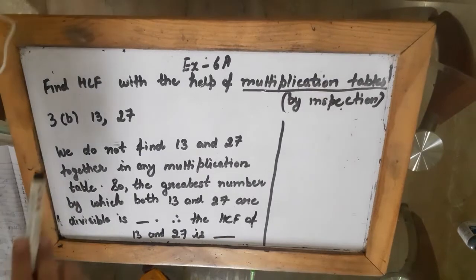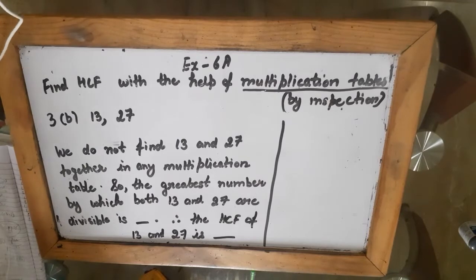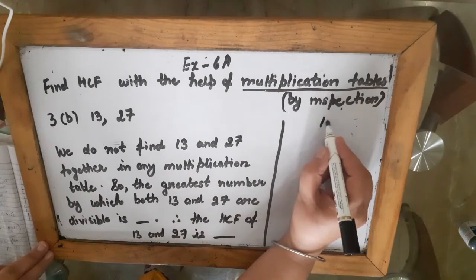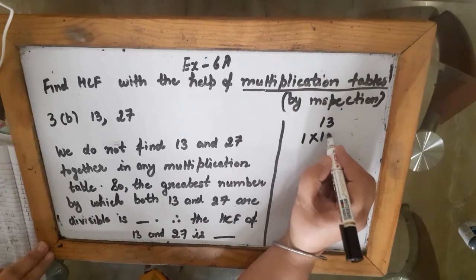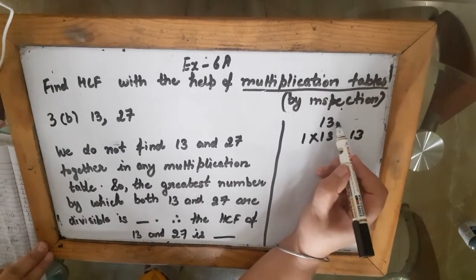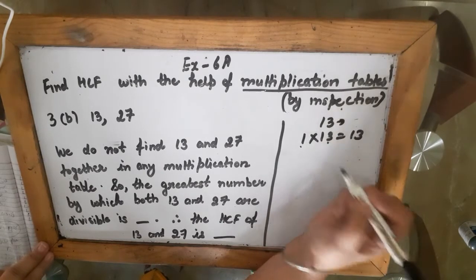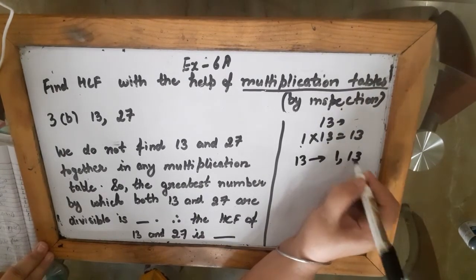Now I take the B part of the third question. In this the numbers given are 13 and 27, and they are asking you to find the HCF with the help of multiplication tables. So let me take the factors of 13. The smaller number is 13, so I take out the factors of 13 with the help of multiplication tables. Like 1 13s are 13. Do you find 13 on the table of 2? No. 13 is a prime number which can be divisible by 1 and itself only. So the factors of 13 are 1 and 13 only.